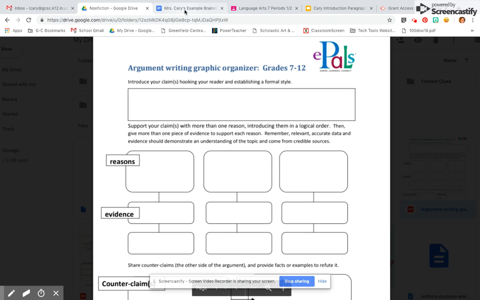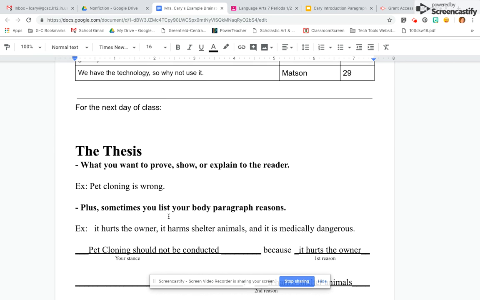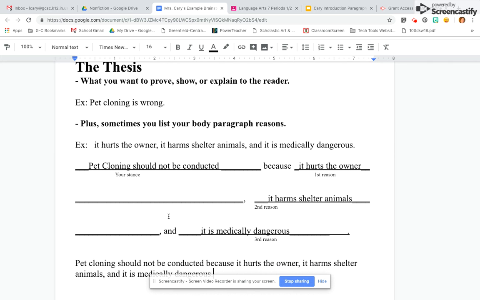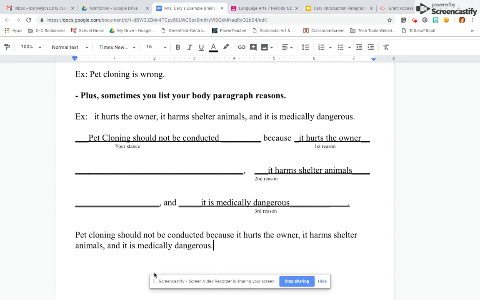So now the next part, our thesis, is 2 parts. It is what you want to prove, your stance, and then the 3 body paragraph ideas. So mine is pet cloning should not be conducted because, and then I put my first reason, my second reason, and my third reason. So if I put it all together, mine reads, pet cloning should not be conducted because it hurts the owner, it harms shelter animals, and it is medically dangerous.